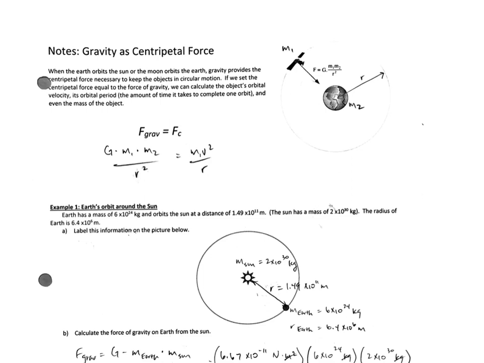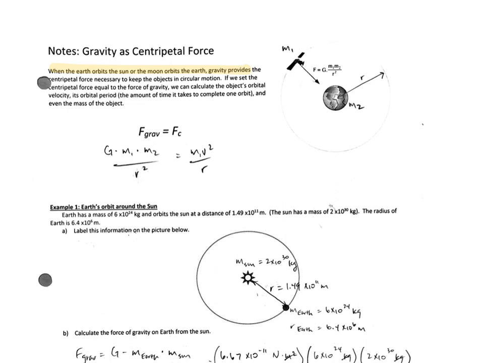Hey folks, in this video we're going to talk about gravity as a centripetal force. Let's take a look. When the Earth orbits the Sun or the Moon orbits the Earth, gravity provides the centripetal force necessary to keep the objects in circular motion. If we set the centripetal force equal to the force of gravity, we can calculate the object's orbital velocity, its orbital period, meaning the amount of time it takes to complete one orbit, and even the mass of the object.